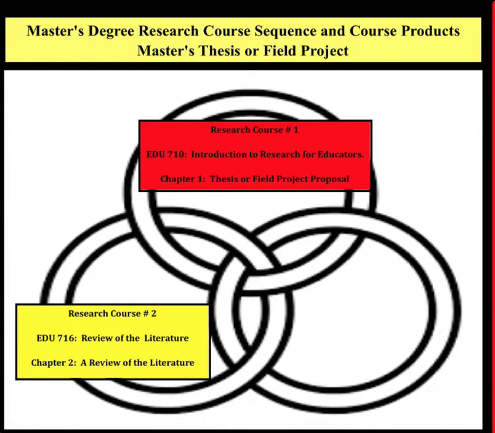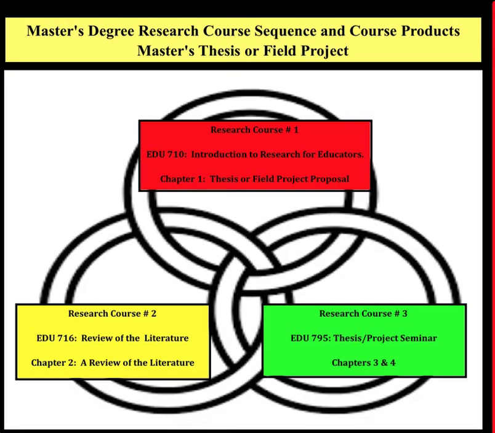Now, the third and final course in the master's degree research sequence is your master's thesis or field project seminar. This course provides support and direction during the development and completion of your culminating product requirement for the Master of Arts degree. And you will then complete your chapters 3 and 4 of your master's thesis or field project proposal. The requirement may be fulfilled either through a research study or a thesis or an applied project. And we'll talk about this distinction between thesis and field project a little bit later on in this video.